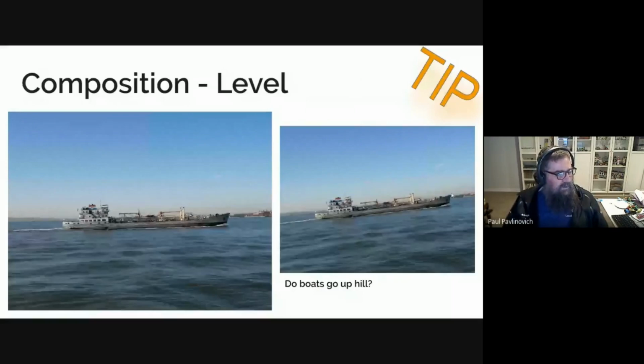So if we're looking at a boat, for example, going through a harbour, this is a small cargo ship. The left-hand image, it's level to the ground. The ship has a slight cant to it, but that's okay because the actual ground horizon's level. And on the right-hand image, it's taken not level. And the thing you have to ask is, do boats go uphill? And they don't, because neither does water. Well, generally.